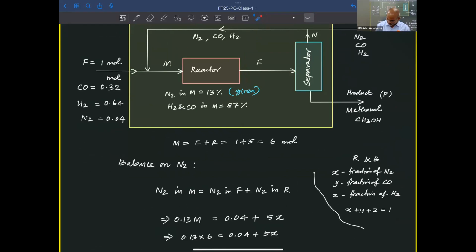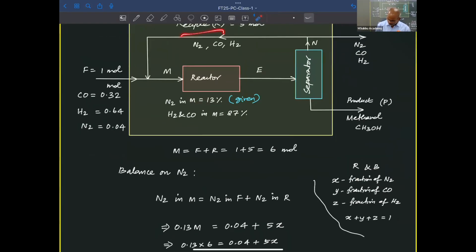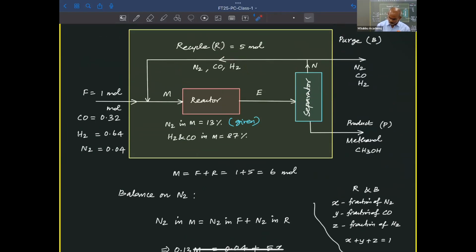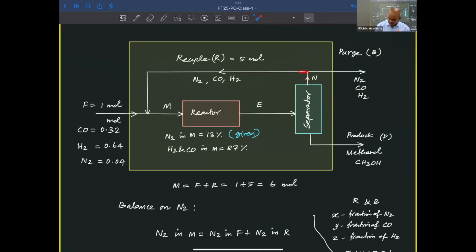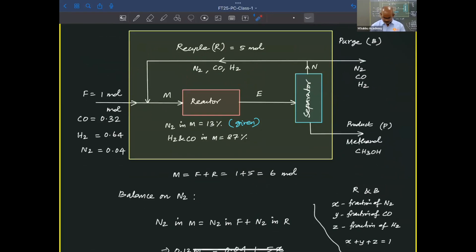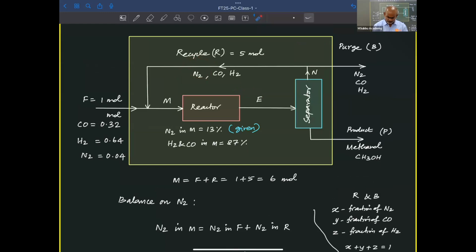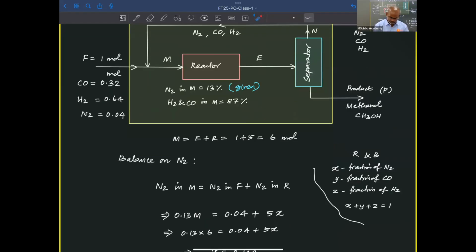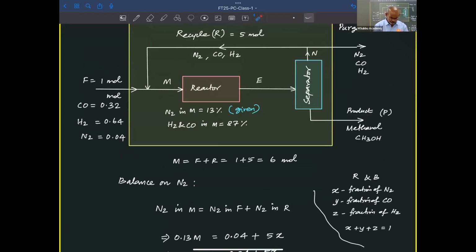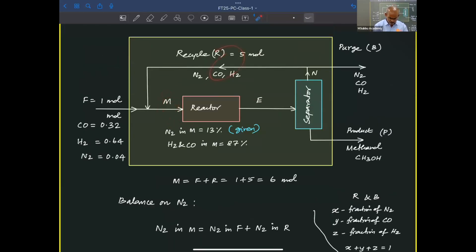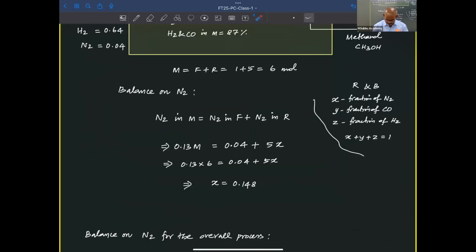There is nothing but X, which is the fraction of N2 in this recycle, as well as that in this purge stream. Whatever is leaving the separator as a stream is going here, and the other is simply a splitter. Okay, the composition here and here are the same. So we are going to find the composition of N2 here. The fraction of N2 here is also the same here. So this data is available, because using the composition of N2 at this point, I can say about the composition here, because we know this data. So N2 in M is from that, X is solved.